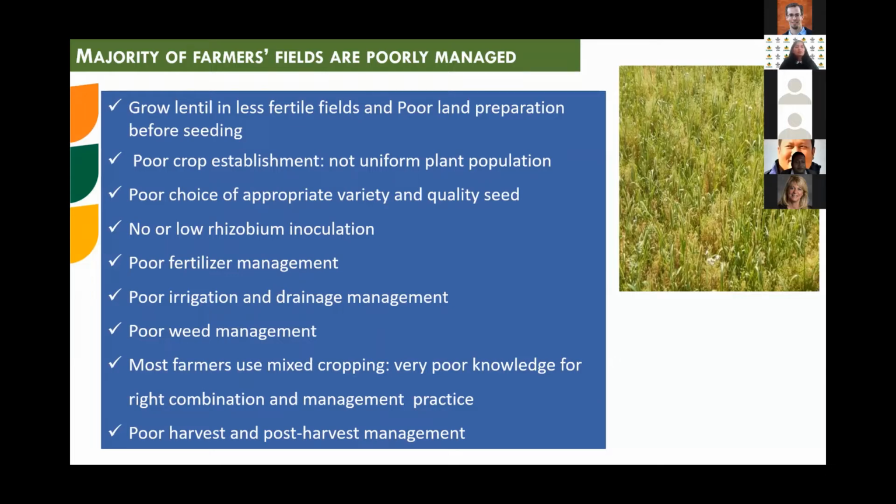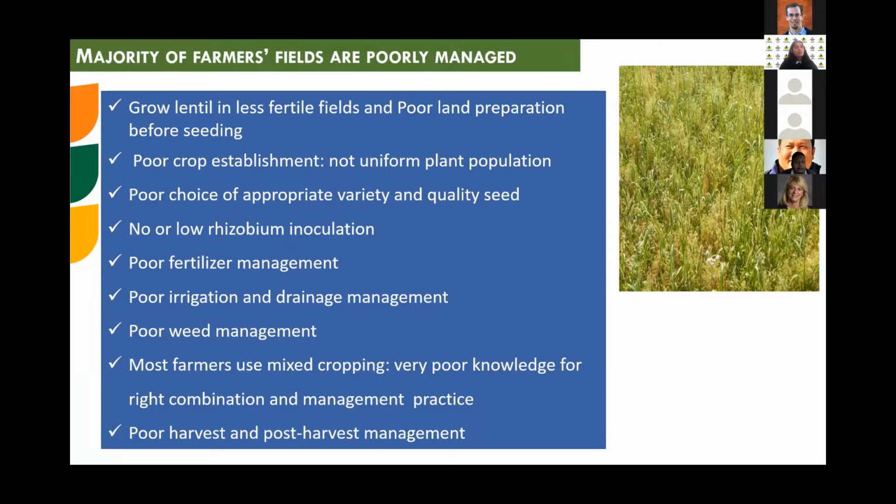And there is very low use of rhizobium, though several research studies showed that rhizobium inoculation, especially on virgin land, gives a really good improvement in yield. And similarly, there is very poor fertilizer, irrigation, and weed management. Another aspect is that most farmers use mixed cropping, and there is very poor knowledge of the right combination and management practices for those mixed crops. This is also one of the challenges in lentil farming.